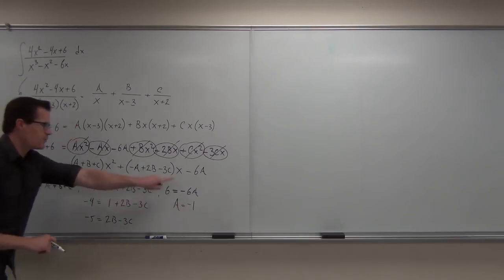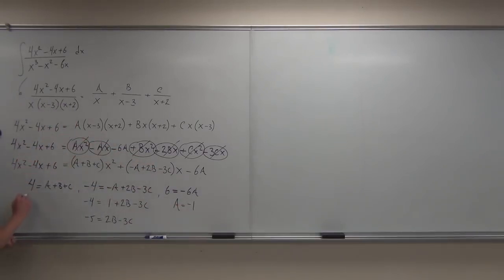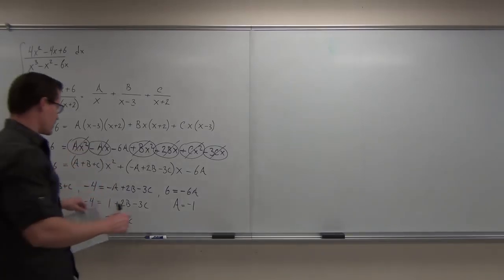Also, here's our negative 1 here. So 4 equals negative 1 plus b plus c. Or if I add the 1, what we end up getting is 5 equals b plus c. Okay so far? I'm going to have to move up here. I'm going to rewrite this a little bit.